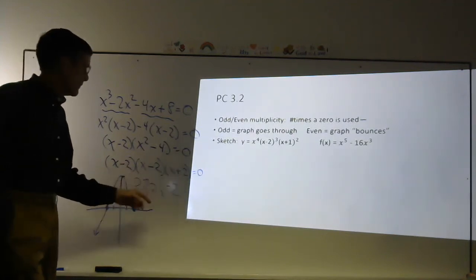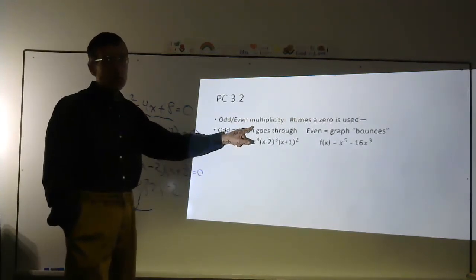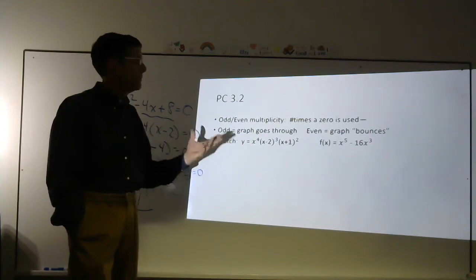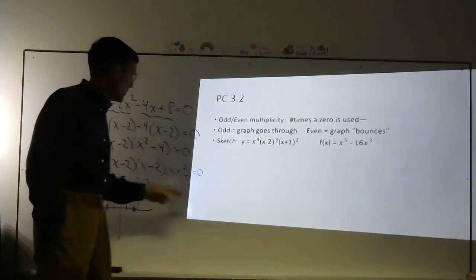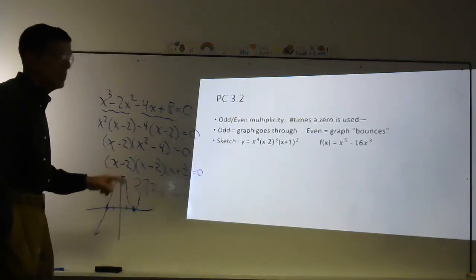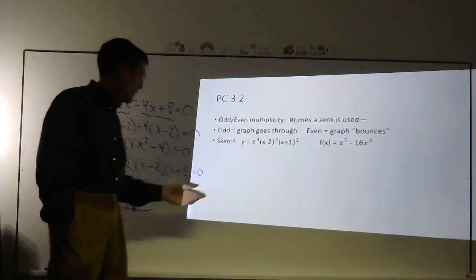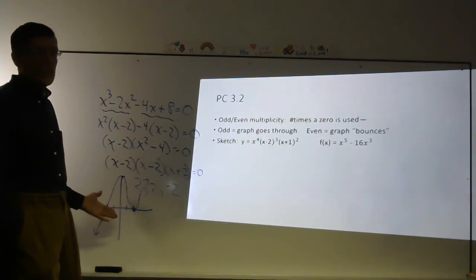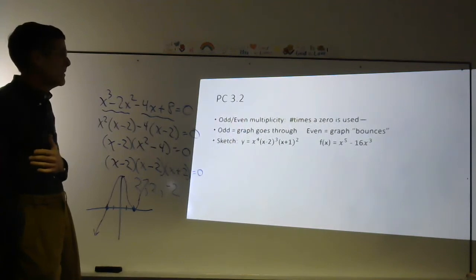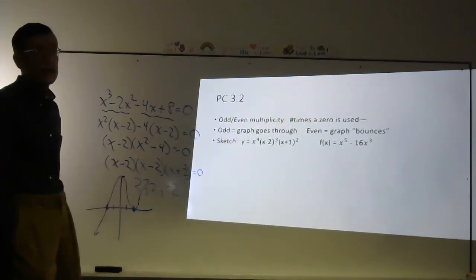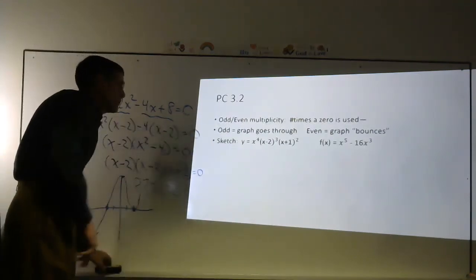Okay? If your zeros are used an even number of times, twice here, it's going to bounce. If it's an odd number of times, like the negative 2 is only used once, it'll go through. Now, if you remember this, you don't ever even have to check. You can just look at how many times the zeros are used, and it'll tell you how to draw it. But if you forget, you can always pick a number and check to see whether it goes through or bounces. So let's try these problems.